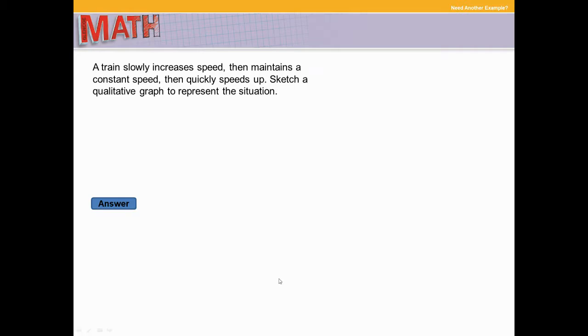A train increases speed and maintains a constant speed, then quickly speeds up. Sketch a qualitative graph to represent this. This time, instead of giving you any help, I want you to go ahead, label the axes, and then draw the line, draw the graph to represent the situation. Okay, hopefully you paused it. Here we're back. It should look something like this. Again, sample answer as it says.